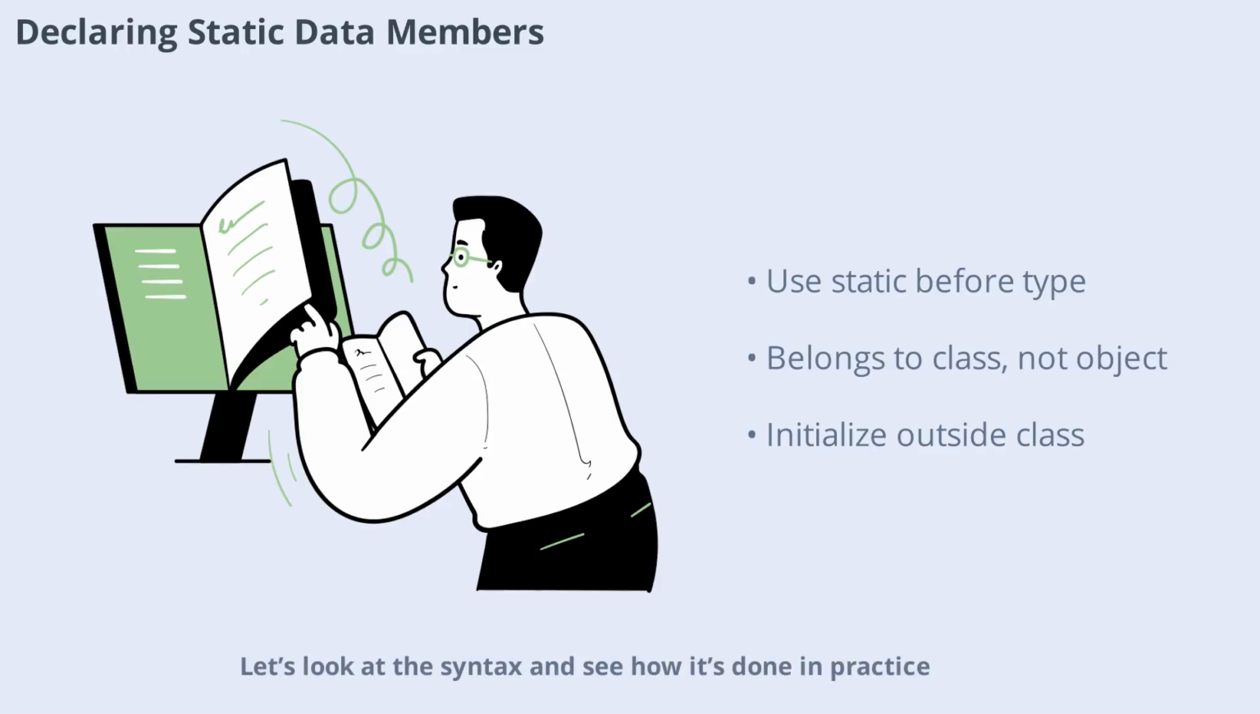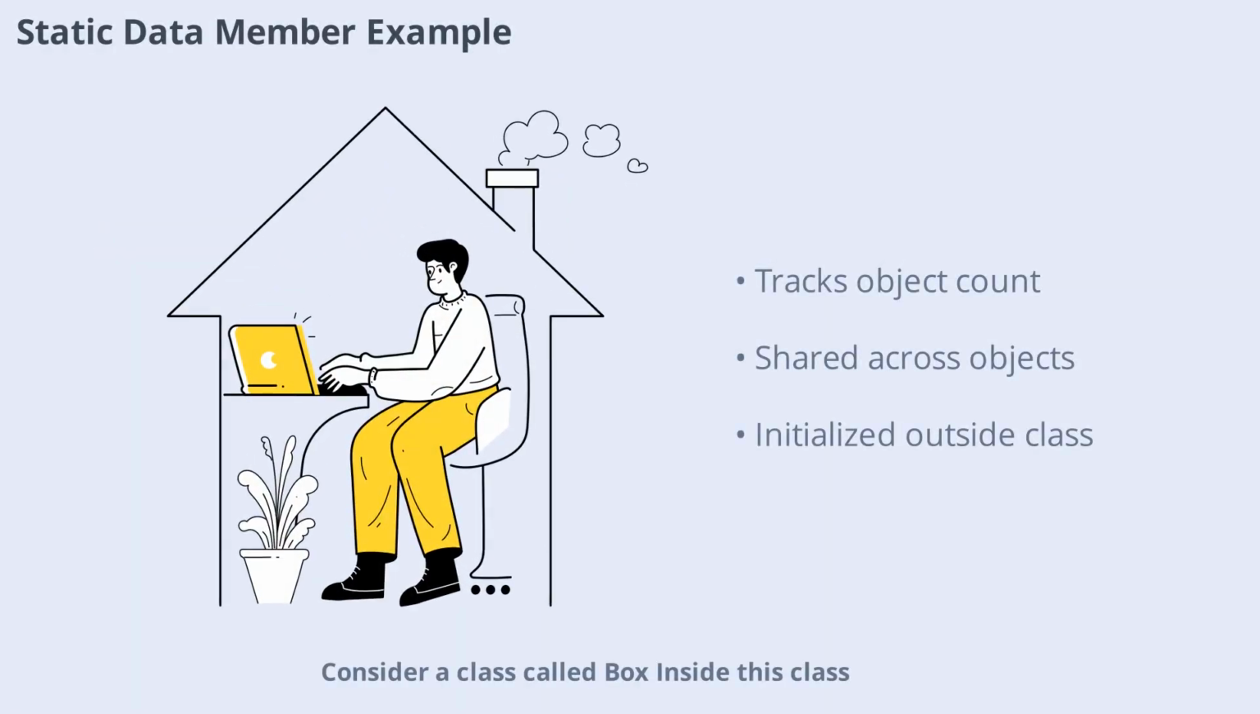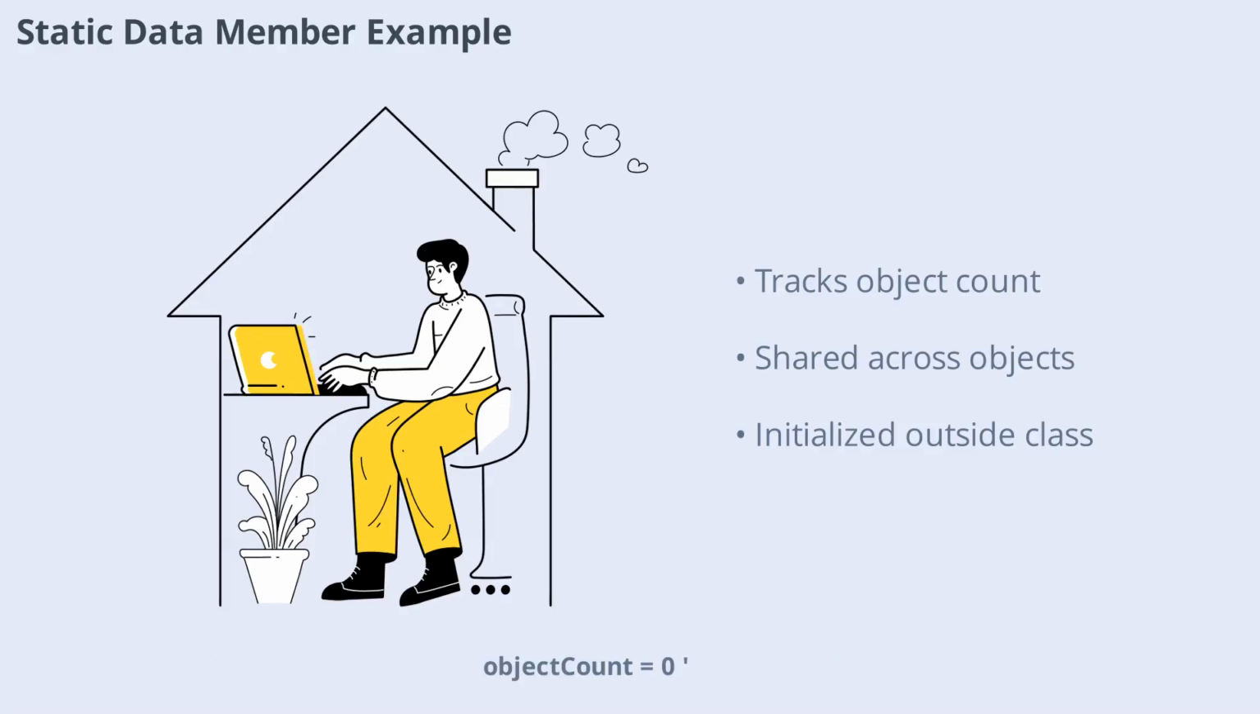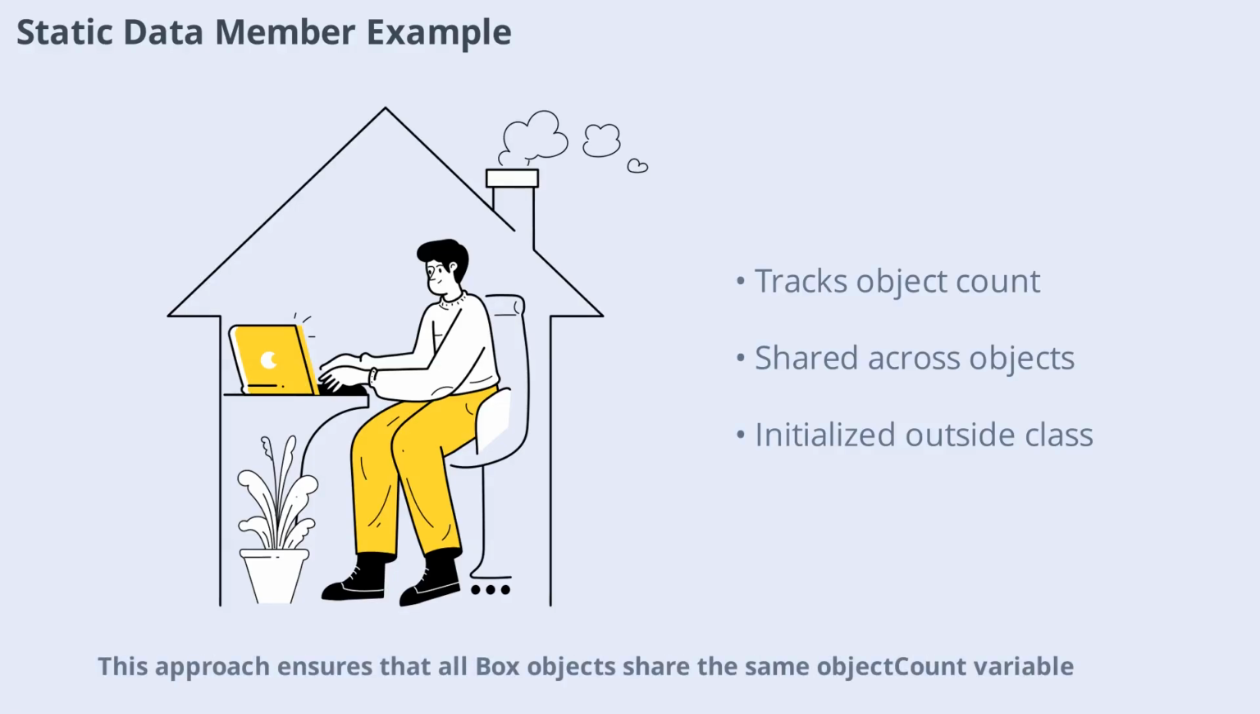Let's look at the syntax and see how it's done in practice. Consider a class called Box. Inside this class we declare a static integer called objectCount. Every time a Box object is created, the constructor increases objectCount by 1. This way objectCount keeps track of how many Box objects exist. The static member is initialized outside the class using int Box::objectCount = 0. This approach ensures that all Box objects share the same objectCount variable, and any changes are reflected across all instances.